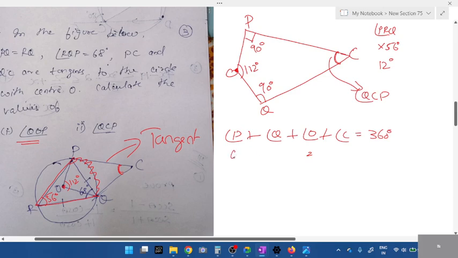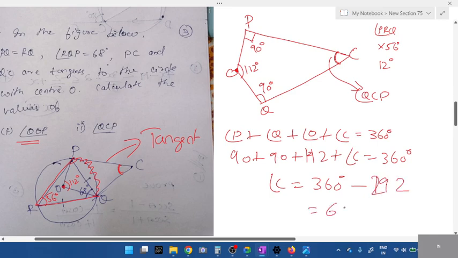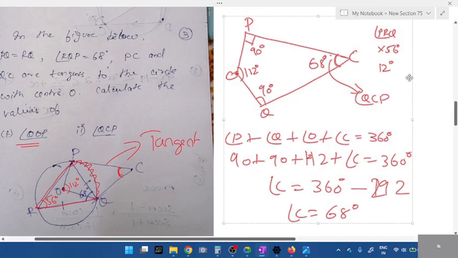Okay. So let me complete this. 90 plus angle Q is 90 plus 112. Angle C is equal to 360 minus 90 plus 90 plus 112, that's 292. So what's the answer? 68. Angle QCP is 68 degrees. And you all write the reason. It's a normal quadrilateral. Then the center angle is equal to twice the circumference angle. In triangle PRQ, we applied the isosceles concept. Okay, so that's it. Shall we do the next one? Feel completed. Just make a note.